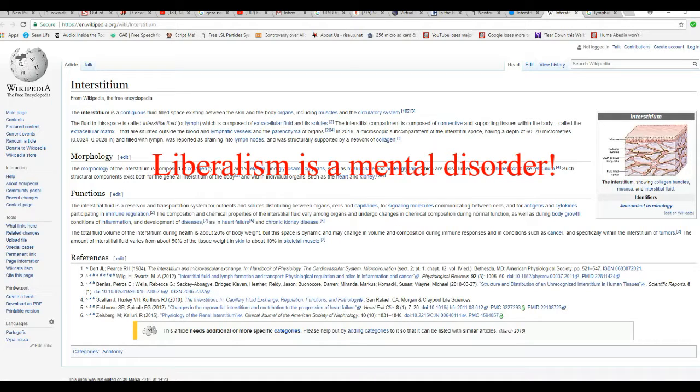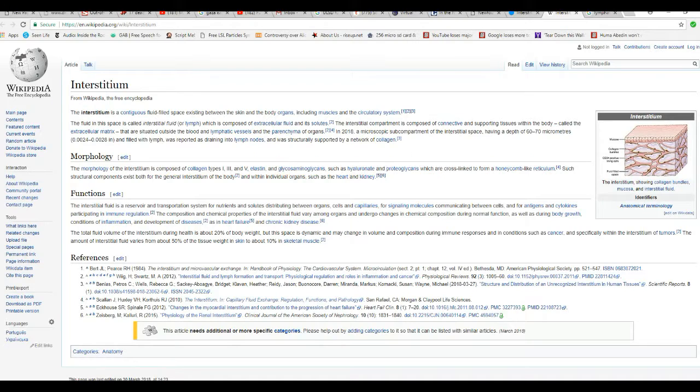Interstitium, this is Wikipedia. Interstitium is contiguous fluid-filled space existing between skin and body organs, including muscles and circulatory system. The fluid in this space is called interstitial fluid or lymph. That's all you need to know. This is simply the lymphatic system. It's not anything new at all. It's called the lymphatic system.